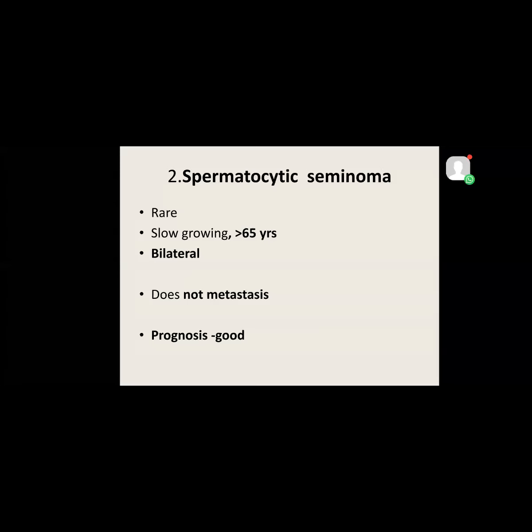This is seminoma, and the other heading is spermatocytic seminoma. This is a rare tumor, but it is slow growing and usually found in people aged over 45 years. These tumors are usually bilateral. They do not metastasize, and hence the prognosis will be very good.